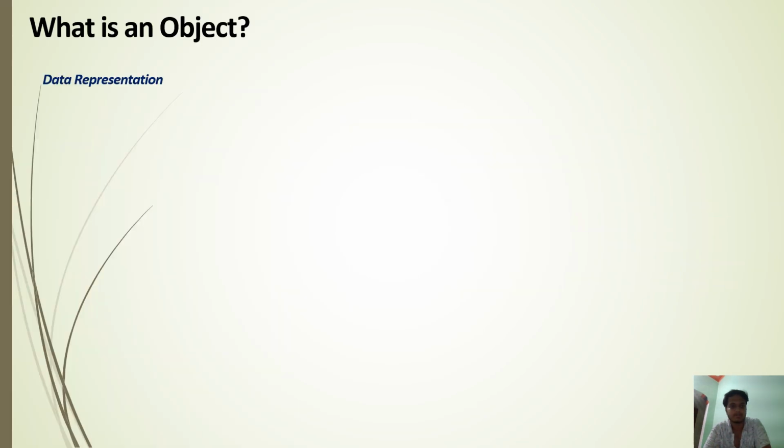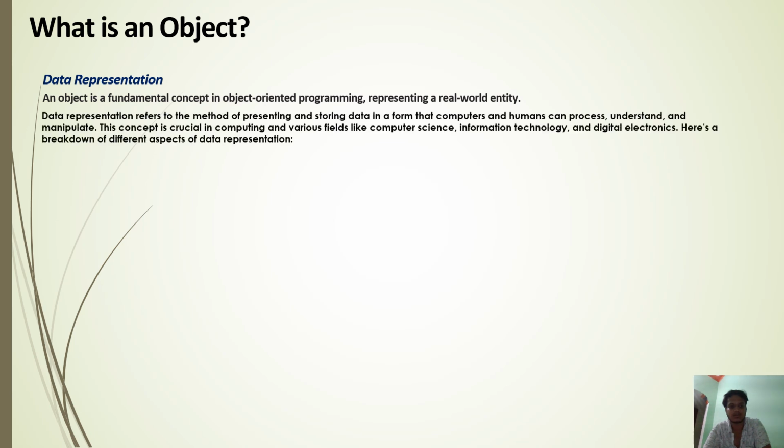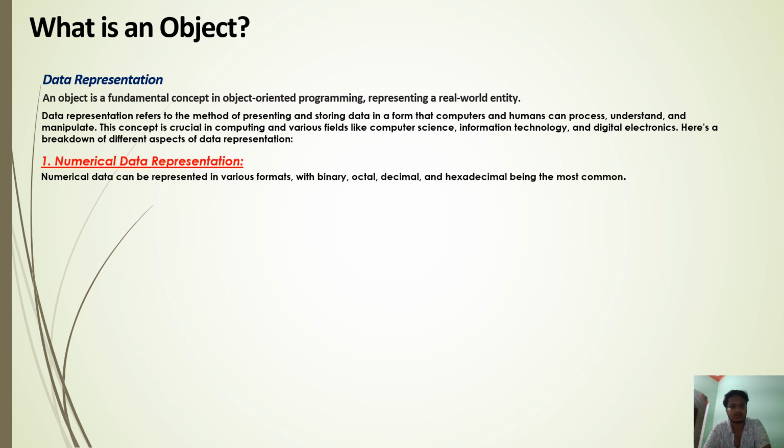What is an object? Data representation. An object is a fundamental concept in object-oriented programming representing a real-world entity. Data representation refers to the method of presenting and sharing data in a form that computers and humans can perform, understand and manipulate. The concept is prevalent in computing and various fields like computer science, information technology, or digital electronics. Here is a breakdown of different aspects of data representation.